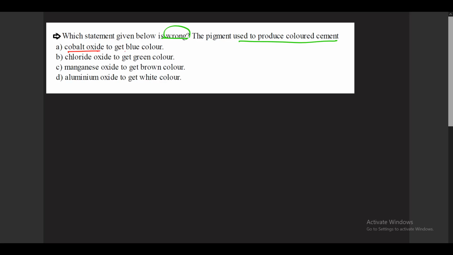So cobalt oxide gives the blue color, this is the correct option. Note down that these are the correct options, so you can get the wrong answer here. The next option is chromium oxide to get the green color, this is also correct. The third one is manganese oxide to get the brown color, this is also correct. The option remaining is the fourth option, aluminum oxide to get white color. So this is obviously the wrong option here, because these three above are true: cobalt oxide blue color, chromium oxide green color, and manganese the brown color.